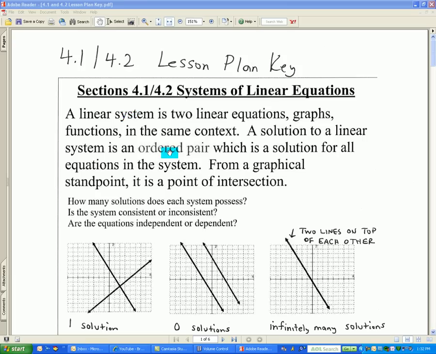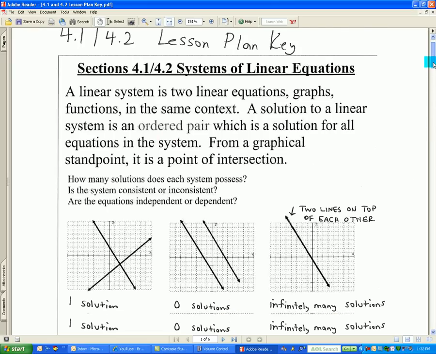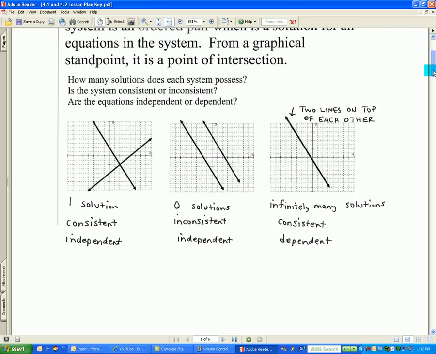A solution of a linear system is an ordered pair that makes them both work. Now, what that really means in English, if I want you to solve a linear system, I want you to find out where the two lines cross. So, here's the first question for these three graphs below. How many solutions does each system possess?